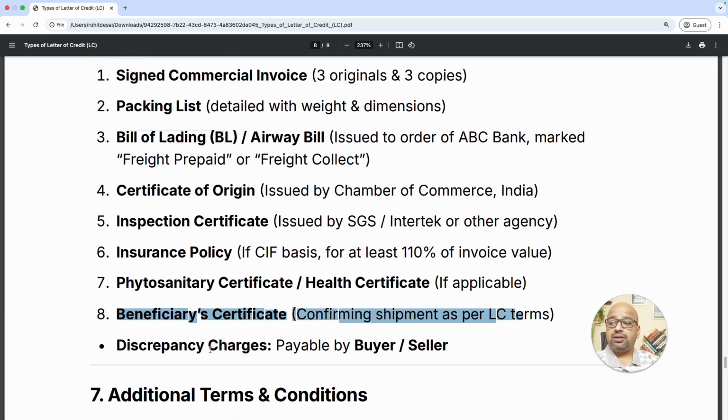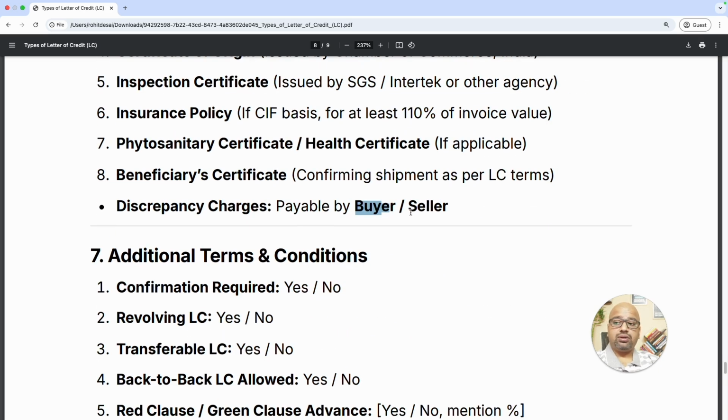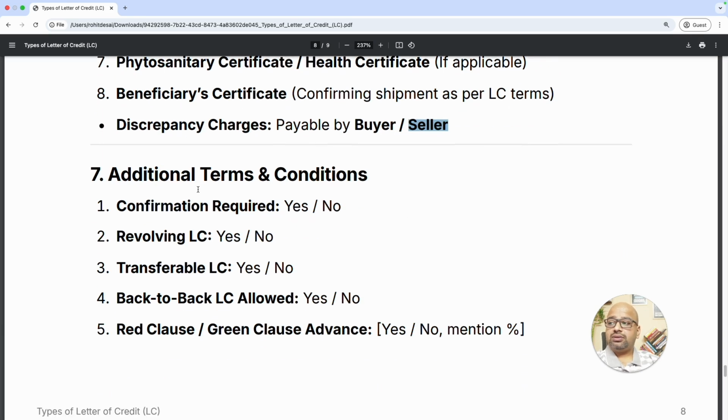Then discrepancy charges. If there is any, like, okay, I have not signed, then there is a discrepancy. Who is going to pay the cost for it? If you have made a mistake, then you will pay. If the buyer has made a mistake, the buyer will pay. Or every time, whoever the mistake is, the seller has to pay. That is also possible.